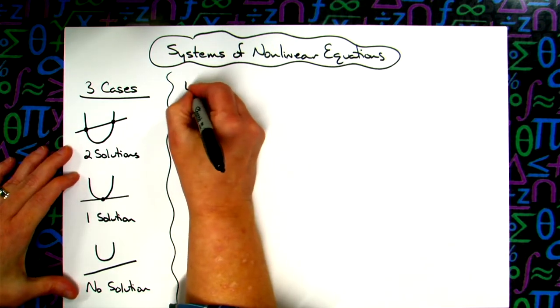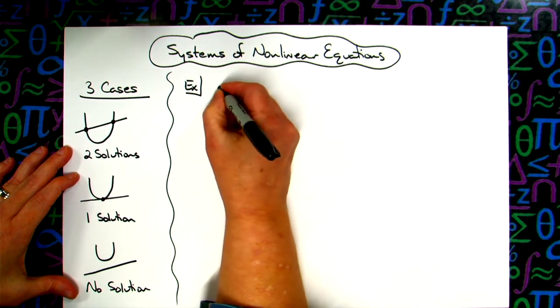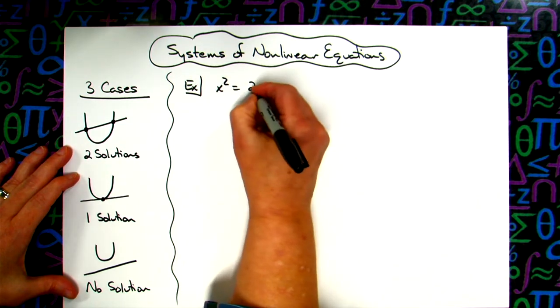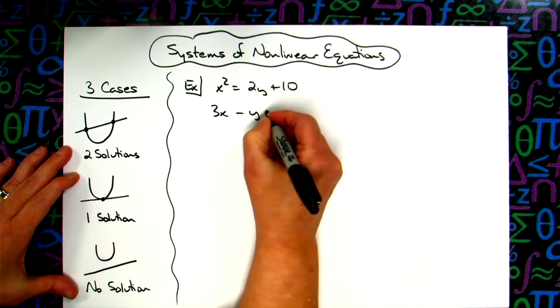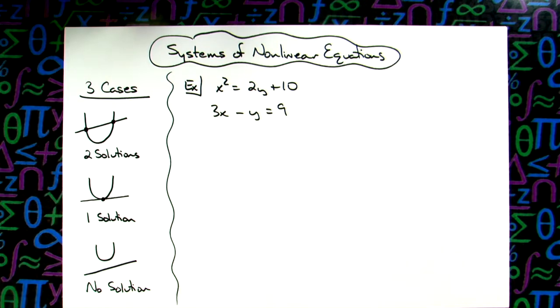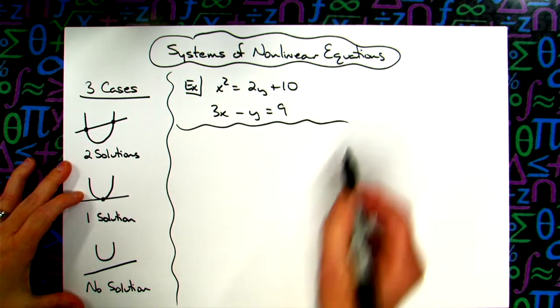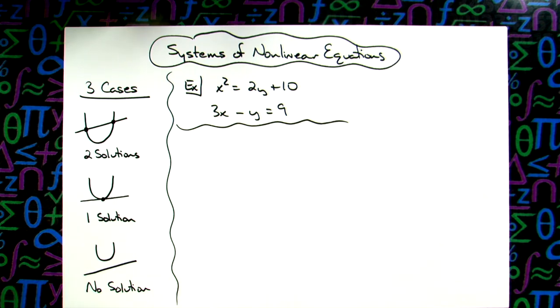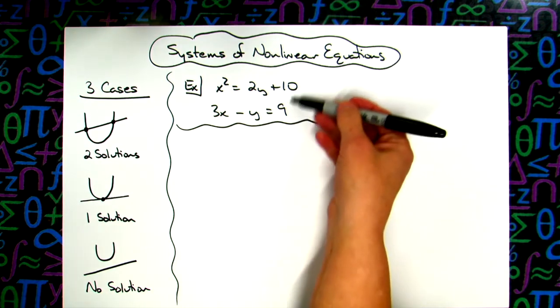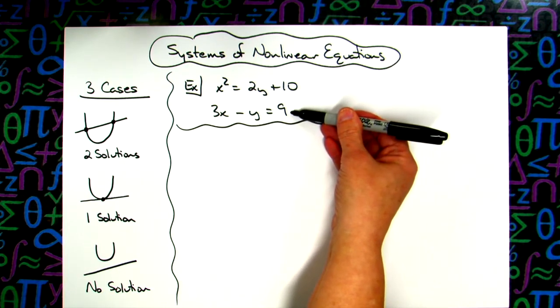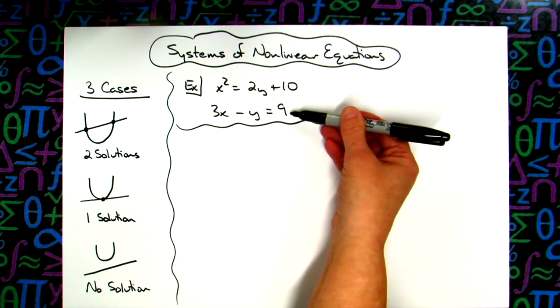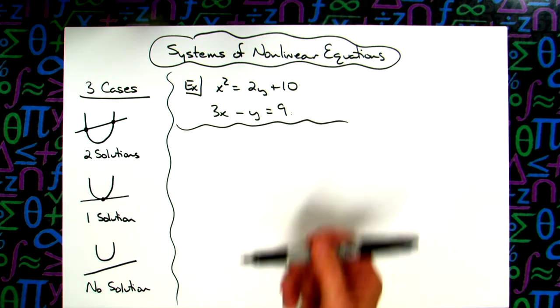So to work out one of these algebraically, let's say we had x squared is equal to 2y plus 10, and then say 3x minus y equals 9. Now, of course, we could do this from a graphing standpoint. However, we can also do this from an algebraic standpoint, and that's the approach I want to take for this one. So I'm going to take the linear equation and solve that for y, because that's going to be the easiest approach. Then I can substitute that value back into that top equation.